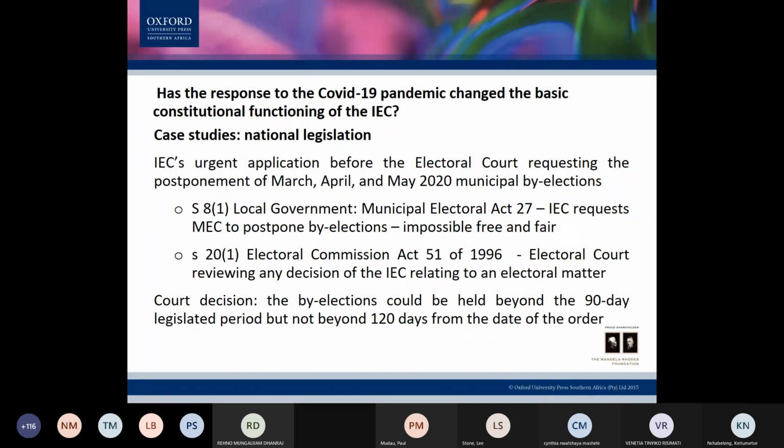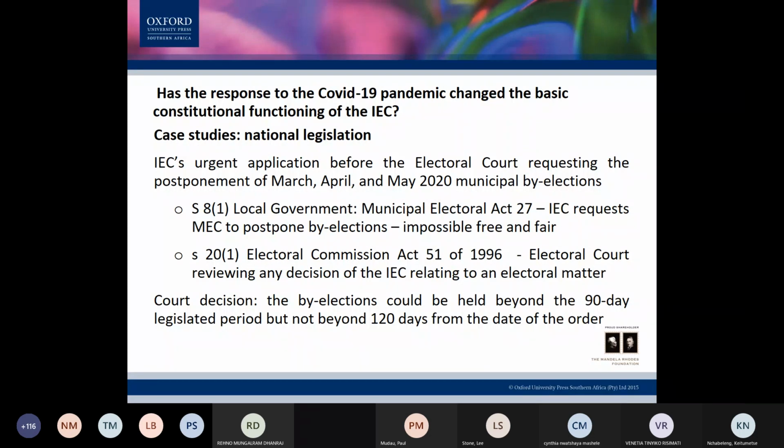So in terms of Section 8, Subsection 1 of the Municipal Electoral Act, the IEC has the right or powers to request the MEC of a particular province to postpone by-elections if it deems that these incoming elections won't be free and fair. So again, in terms of Section 20, Subsection 1 of the Electoral Commissions Act, the IEC can lodge an application before the Electoral Court requesting the postponement. Then the Electoral Court, in terms of this legislation, can review that decision or grant it.